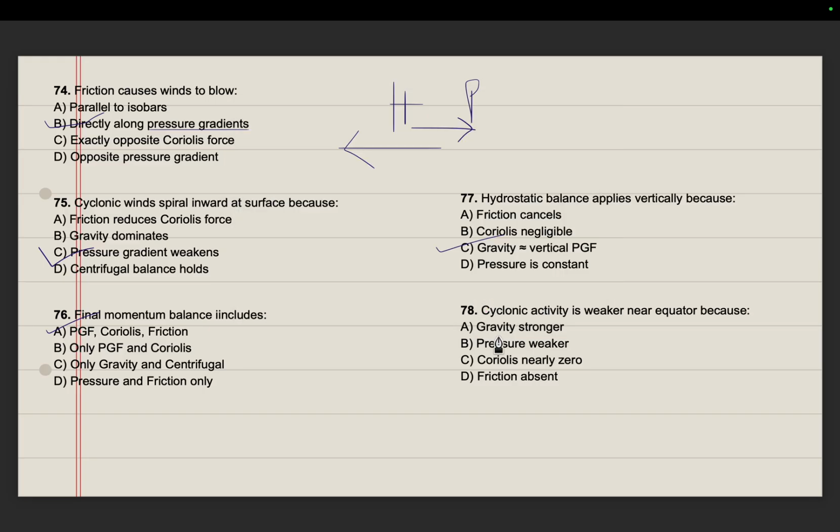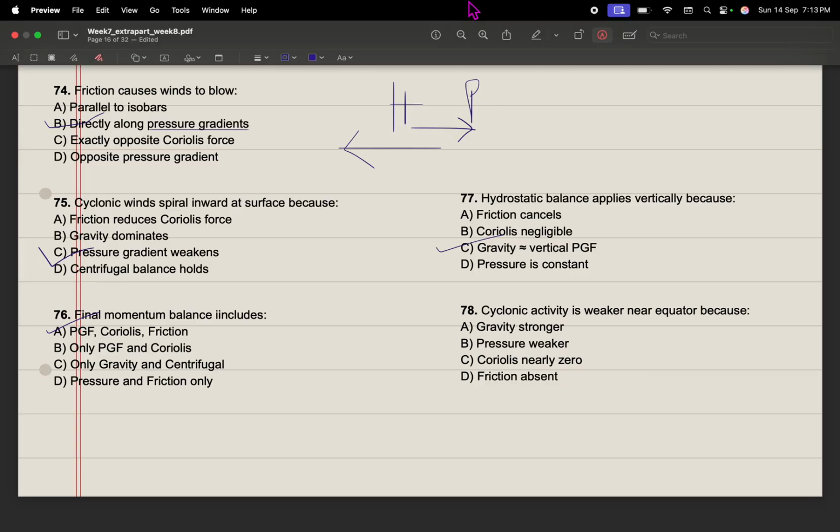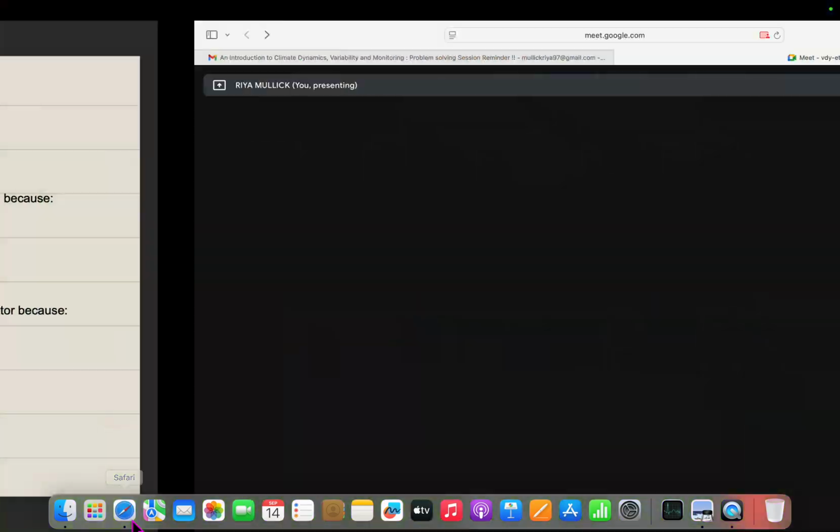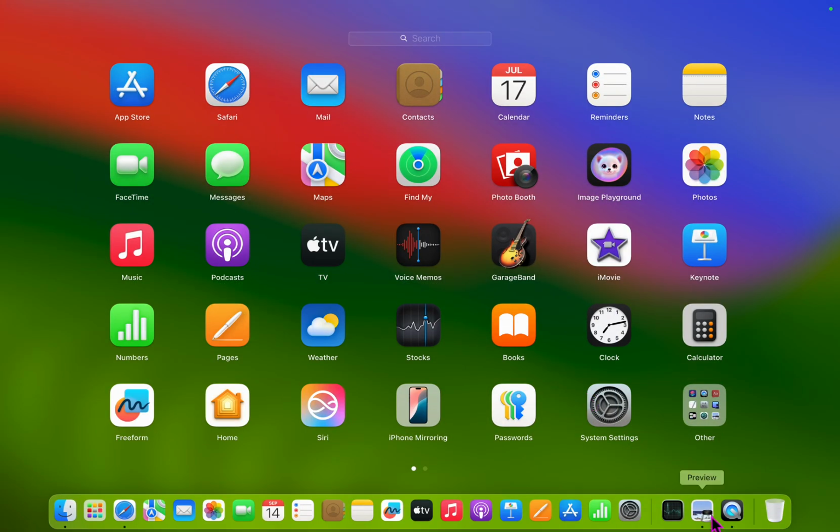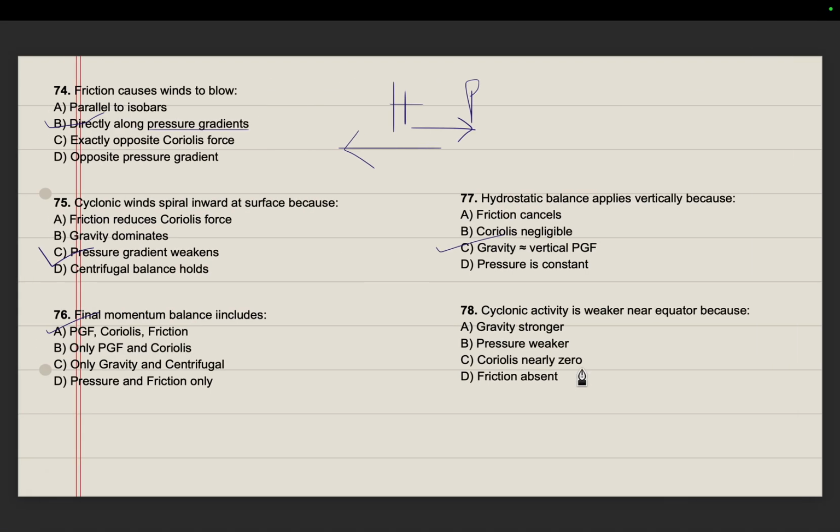Question 78. Cyclonic activity is weaker near the equator because gravity is stronger, pressure is weaker, Coriolis is zero, or friction is absent. The Coriolis force becomes weaker near the equator because the Coriolis force becomes zero.